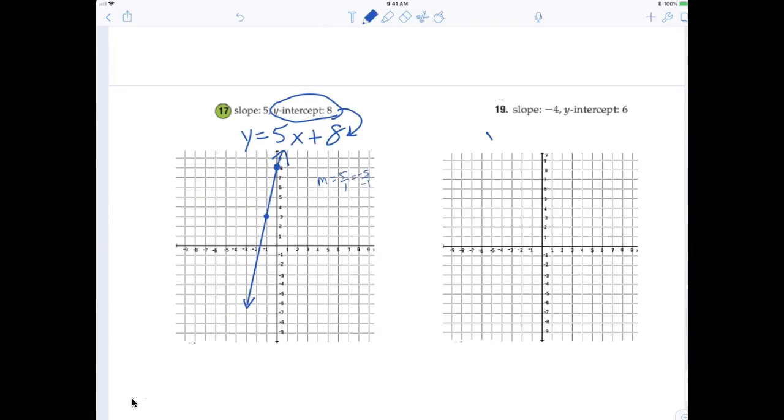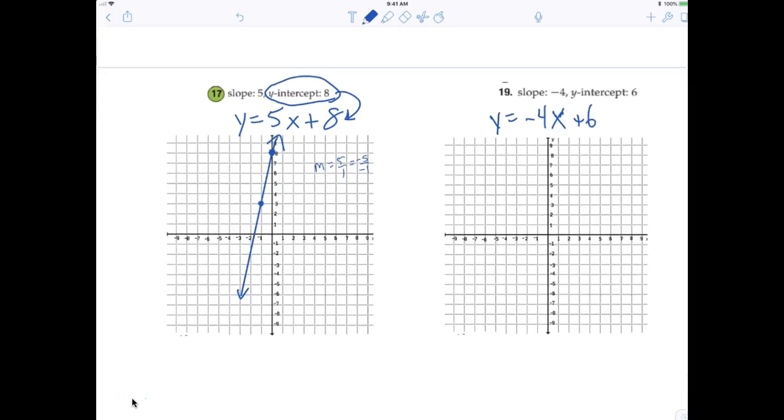Y equals negative 4 over 1 plus 4 over 1 what? x plus 6. Beautiful. Now, do you technically have to put negative 4 over 1? No. If you do, it's perfectly fine. All right, Tyler, now graph it for me.